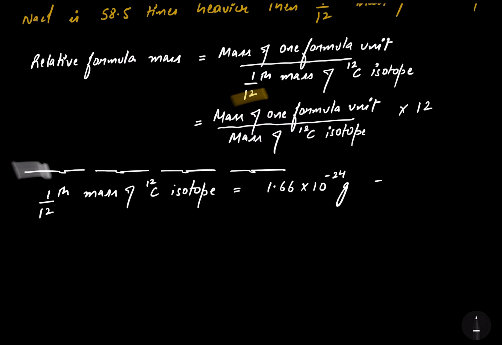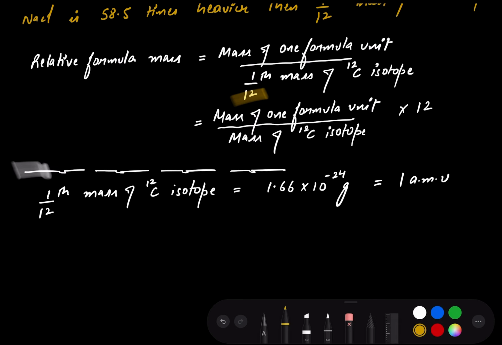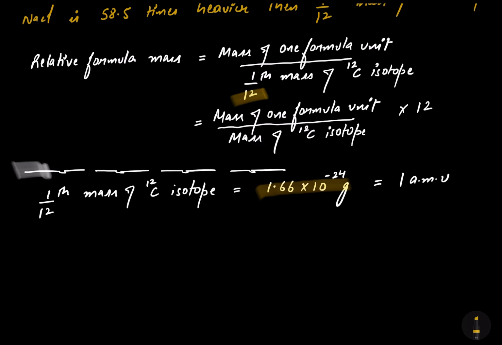This thing is also called 1 AMU. So this value, dears, is the 1/12 mass of carbon 12 isotope, and it is also known as 1 AMU, that is 1 atomic mass unit.